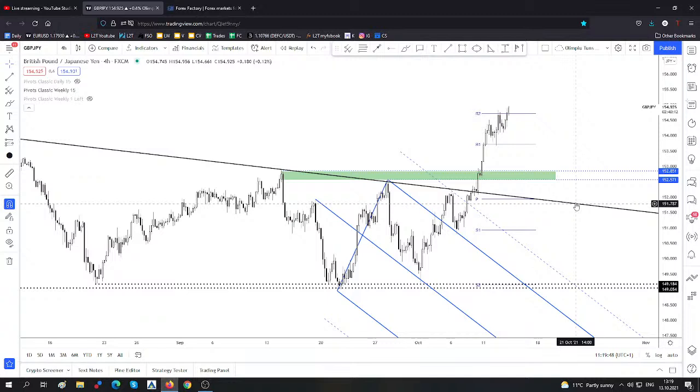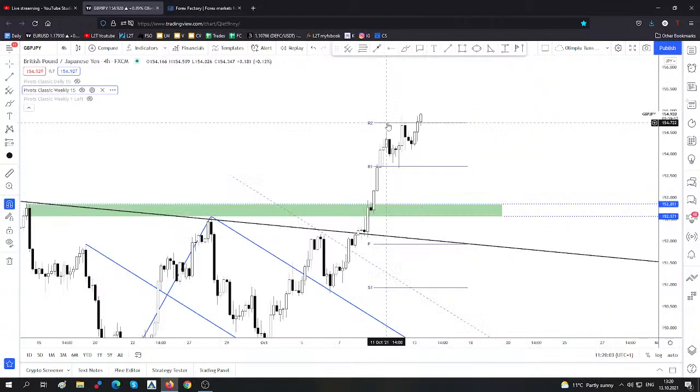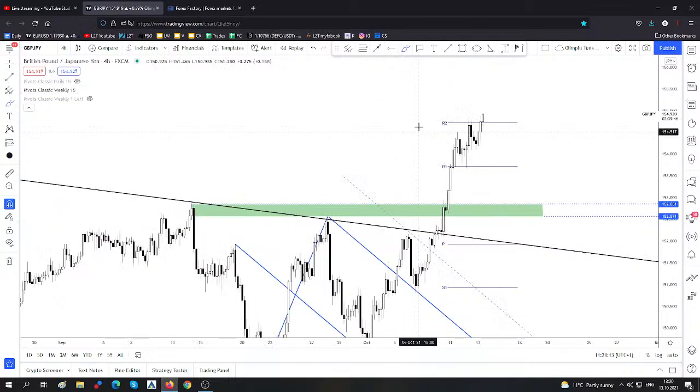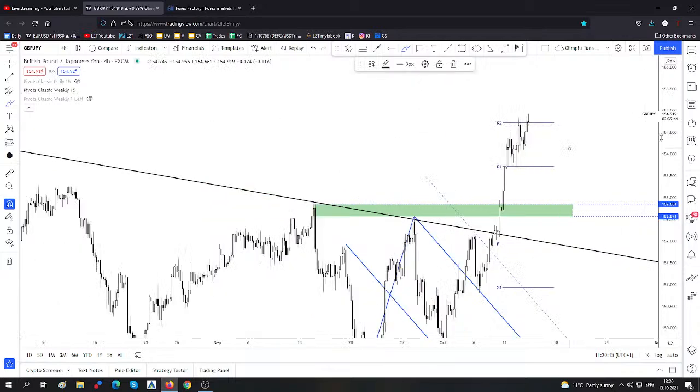Breakout above the R1. This breakout was confirmed after this false breakdown, after this retest here. It has found temporary resistance at the R2, 154.72. And right now, if the British pound versus the Japanese yen stabilizes here above the R2, then we'll have an upside continuation on this currency pair.